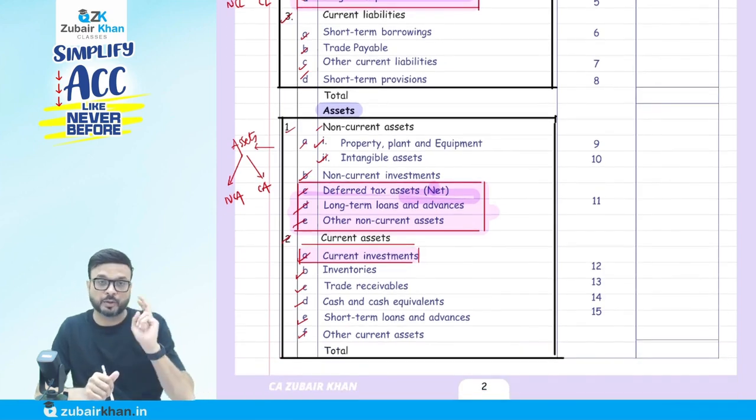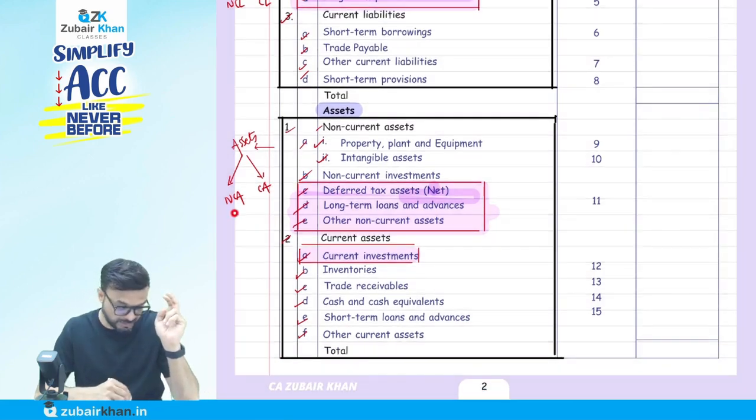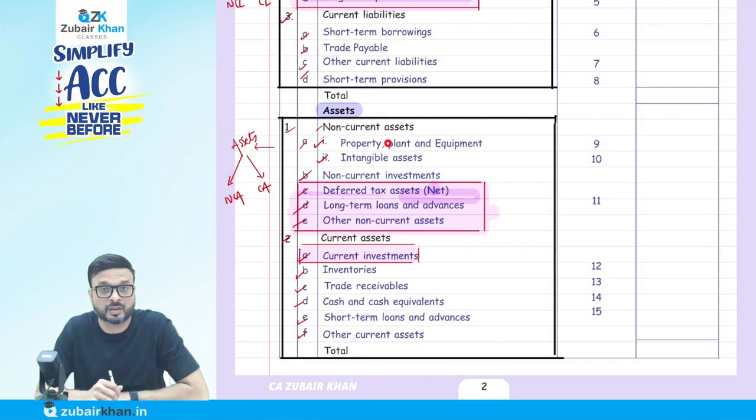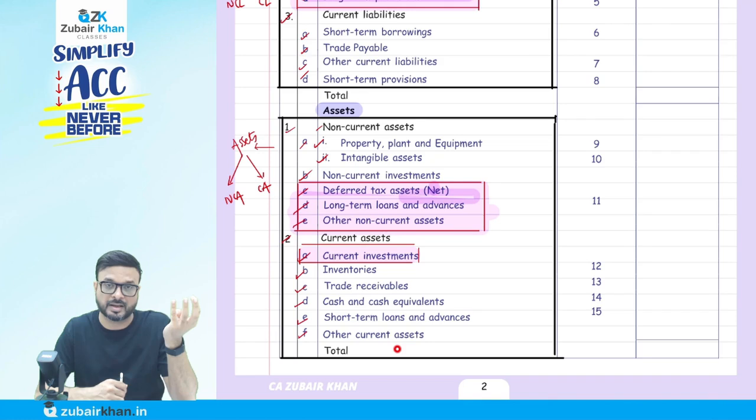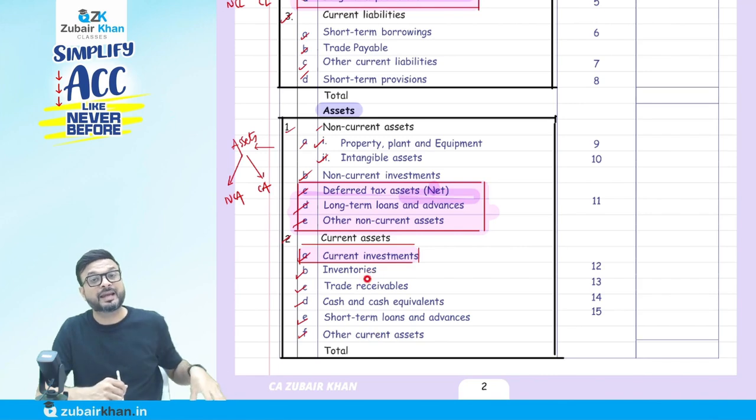Then on the asset side, two types of assets: non-current asset and current asset. In non-current assets, three things: PPE, property, plant and equipment, intangible assets and non-current investment. Then current assets: inventories, trade receivable, cash and cash equivalent, short-term loans and advances, other current assets. If there is no specific heading here, that is going to come under other current assets. For example, accrued interest receivable. I'm not saying payable, interest receivable. That is going to come here. Anything for which there is no specific heading here is going to come under other current assets.